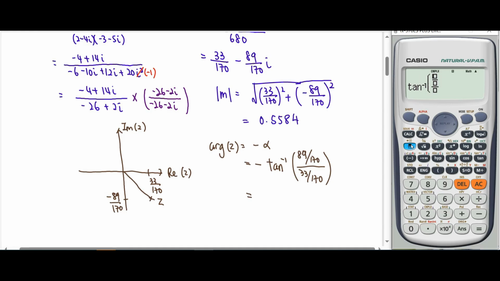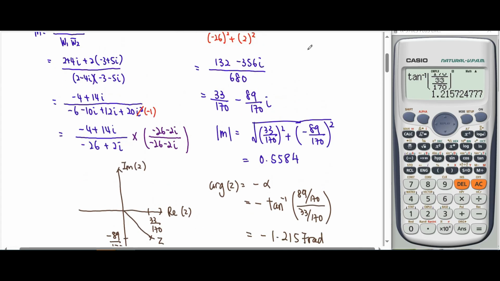At the denominator again, we press the fraction form so that you will not misunderstand which one is your denominator and which one is your numerator. So at the denominator, we press our fraction form. It will be 33 over 170. So here we have negative 1.2157 radian. Then lastly, we express this complex number in polar form.